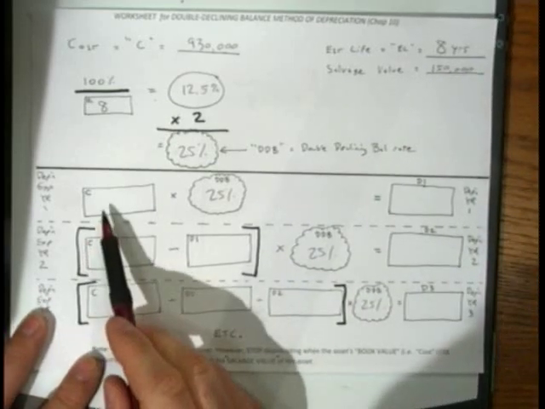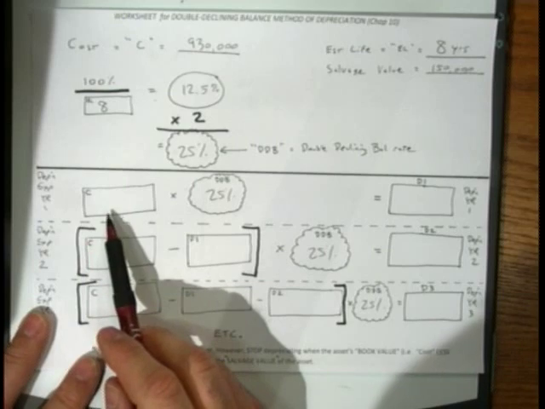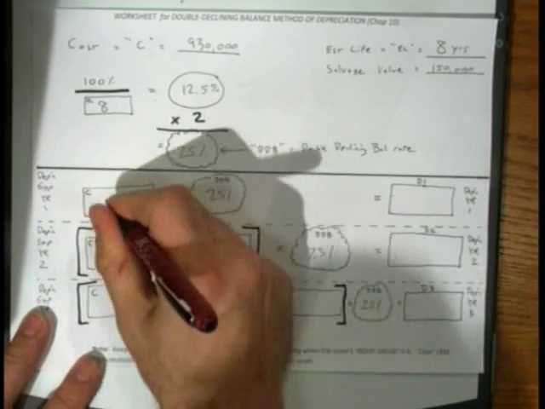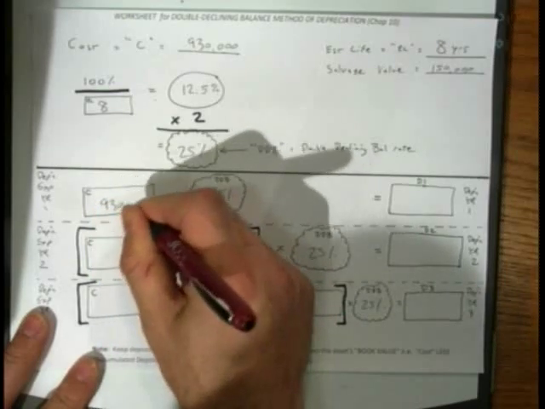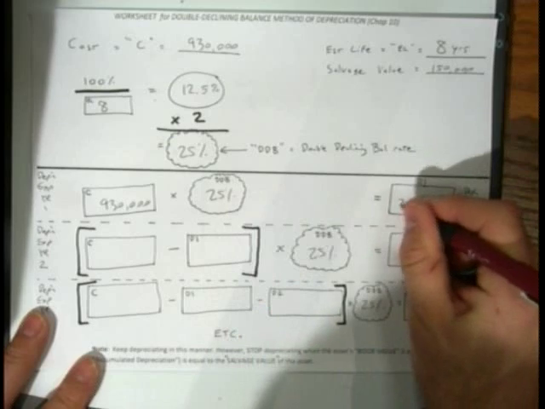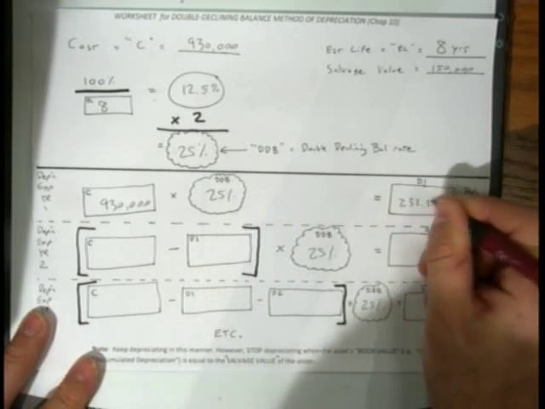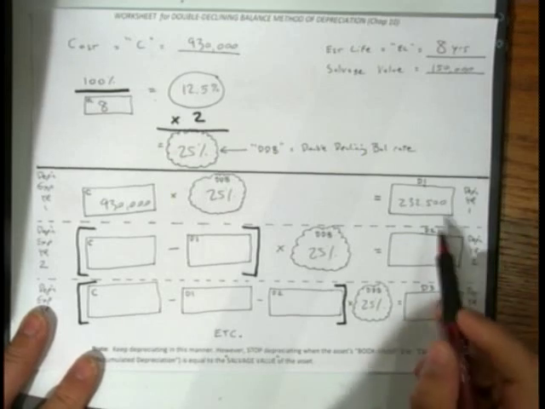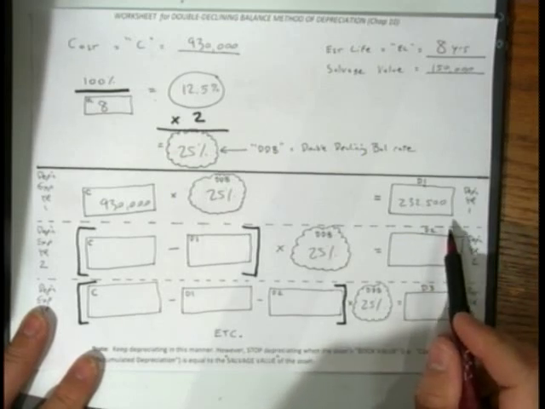Okay, depreciation in year 1, the book value is just the cost. There's no depreciation yet. So the cost is $930,000 times 25%. That equals $232,500. Okay? $232,500. Did you get that?